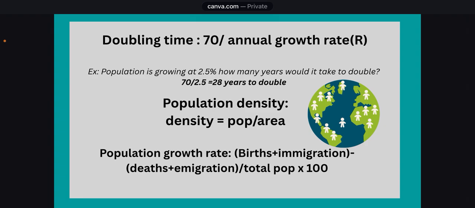And lastly, the last equation you would need to know is population growth rate, which is going to be births plus immigration. Immigration is people coming from another country, which adds to your population. Subtracted from deaths plus emigration. Emigration is people leaving your country. So that's the difference between immigration and emigration. And then divided by the total population, times 100.